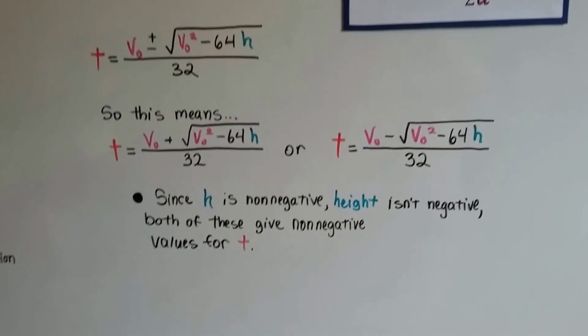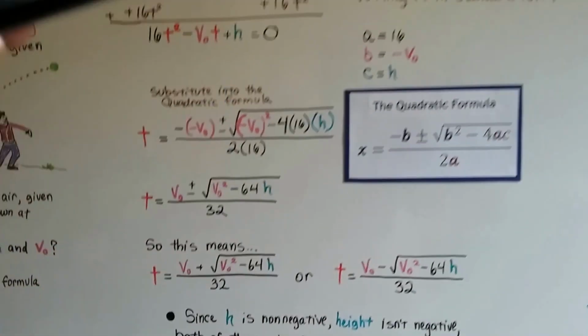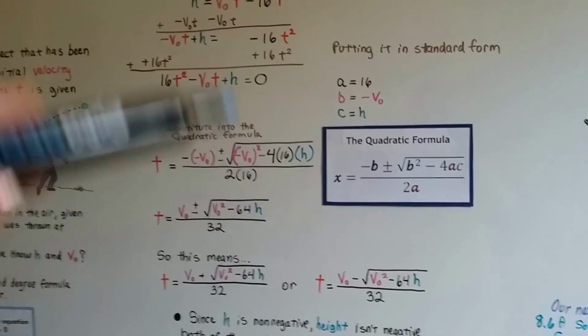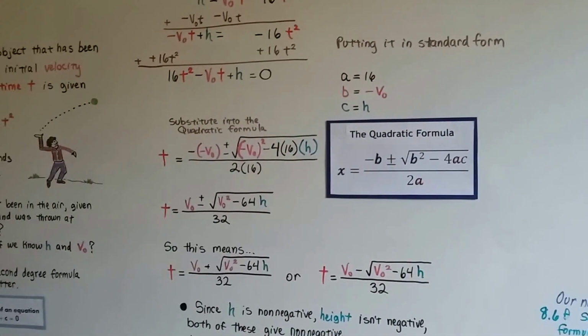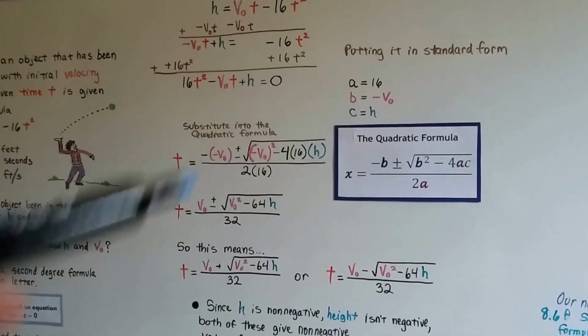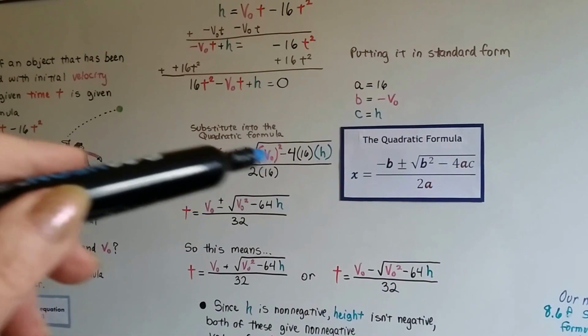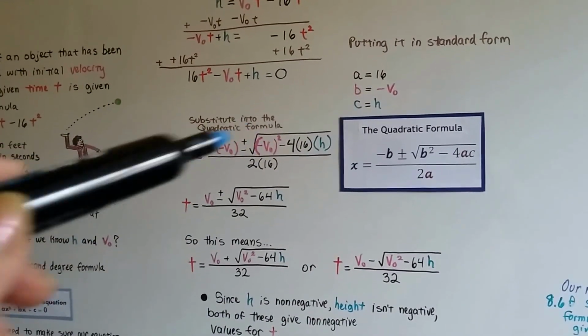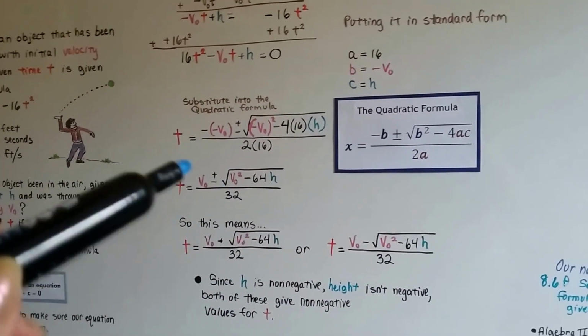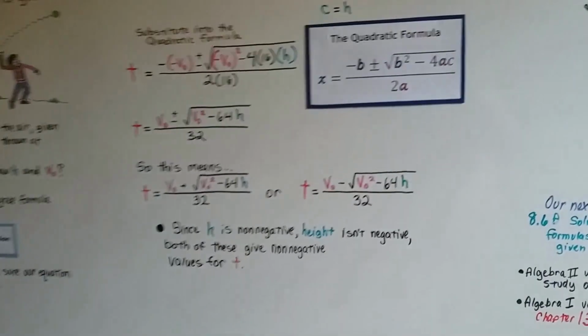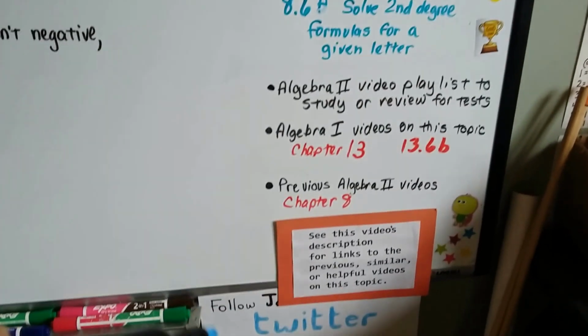All right? And this method we just did can be used for a formula for volume or surface area or any one. Just put it into the standard form of a quadratic equation, plug the information into the formula, and solve it for that letter. Okay? Our next video, 8.6b, we're going to solve some more of these.